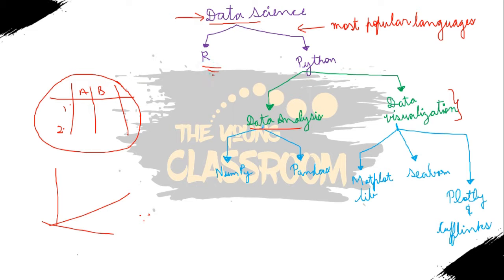For data science we mostly use two very popular languages, which are the R language and Python. In this series of videos we'll be learning about Python, how we can use it for data analysis and data visualization. Firstly we'll cover the data analysis part, that is NumPy and pandas. Then we'll move on to the data visualization part. So let's see what NumPy is.